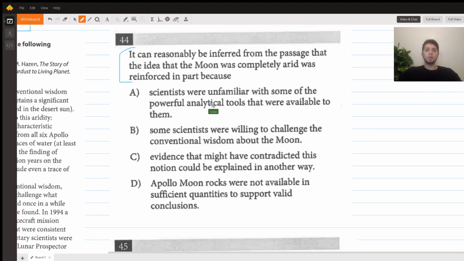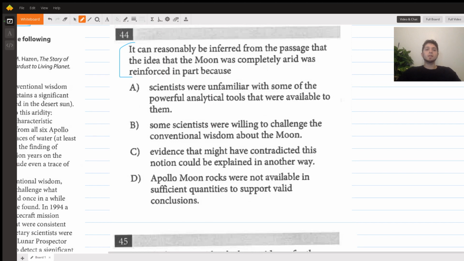So 44 says, it can reasonably be inferred from the passage that the idea that the moon was completely arid was reinforced in part because of something. So a couple things to point out here. First, we might notice this word "inferred." A lot of times the SAT will talk about something that's inferred, implied, or suggested. I wouldn't pay too much attention to this or let it influence how you answer the question too much. What I find is that it should signal to you that things may be a little non-obvious.